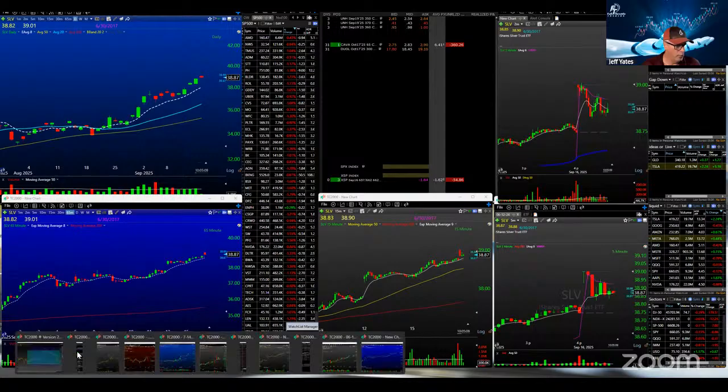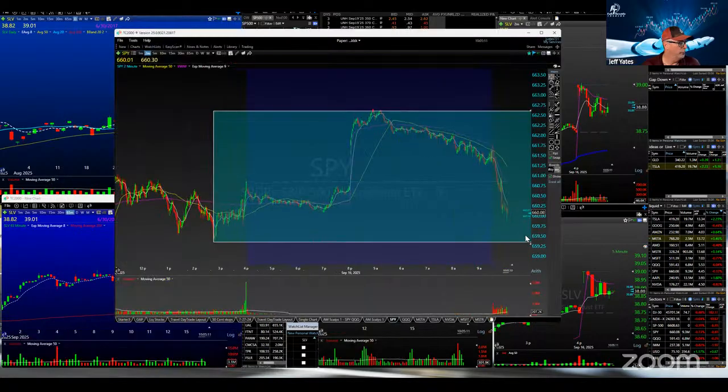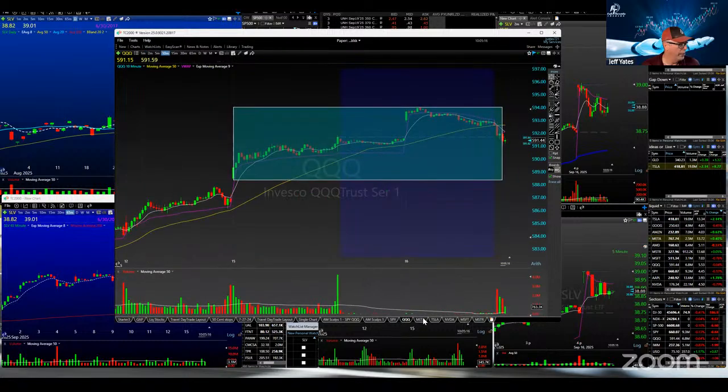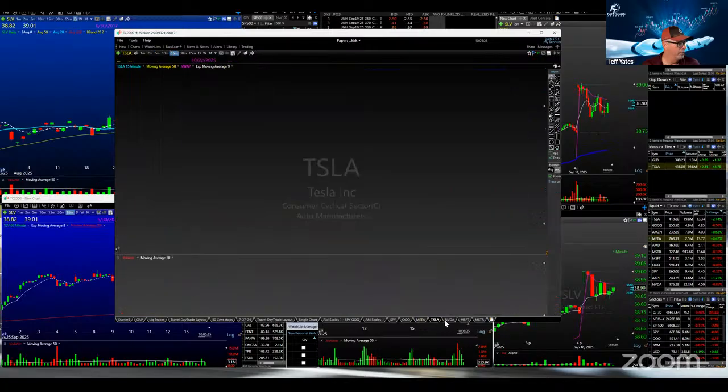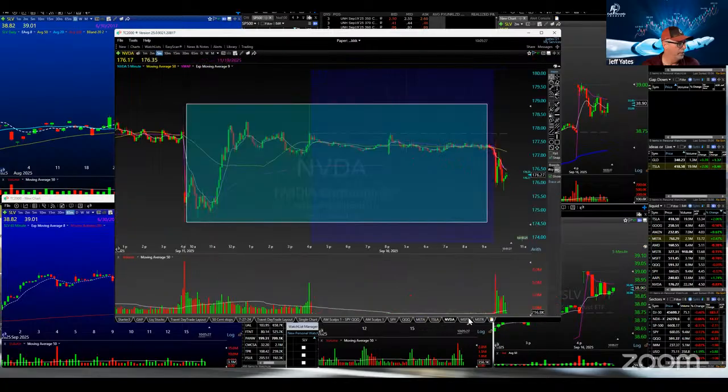Go back to the drawing board under stocks. SPY is getting down there. Q's not as bad, but everything's in the red. Big turnaround on Meta.